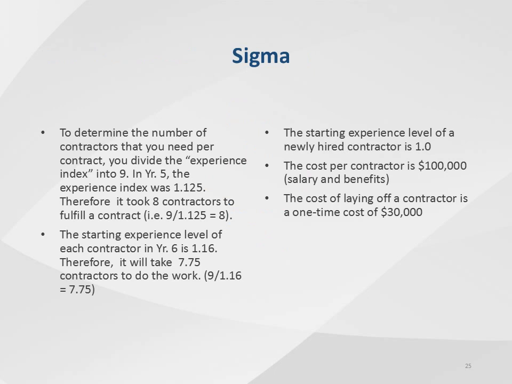When you hire new contractors, for example, suppose with the 244 existing contractors, you hire 10 more contractors because you think you can sell more contracts. These new contractors come in at the original experience level of 1.0. So when you do the calculations, you'll have to take some sort of weighted average of the total amount of contractors that you will need to do the job. The cost per contractor, whether old or new, is $100,000, and if for any reason you decide to lay off a contractor, you will incur a one-time cost of $30,000.